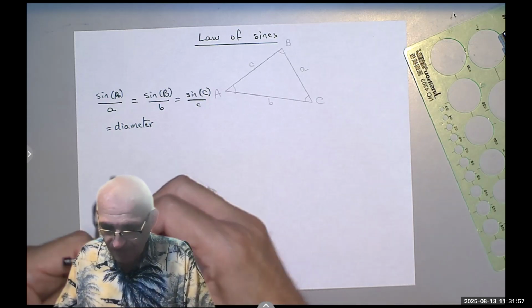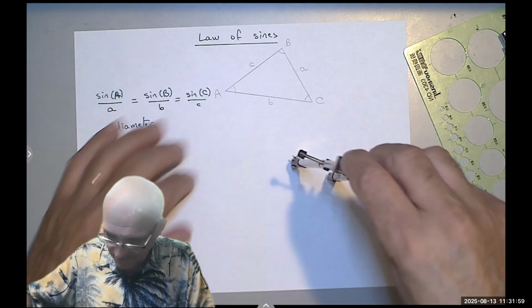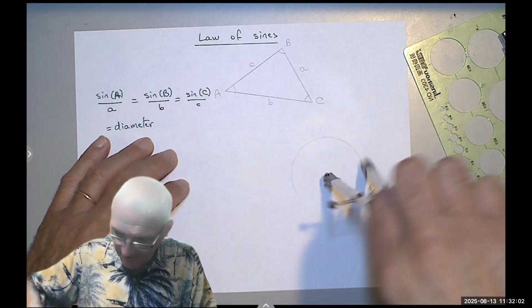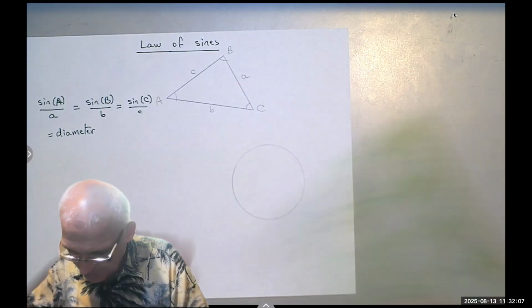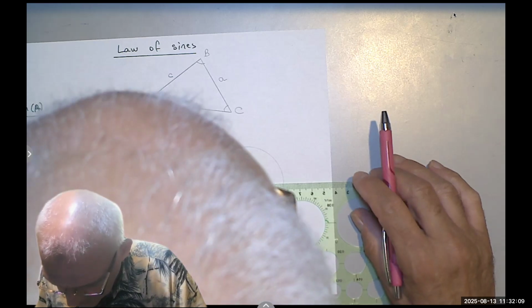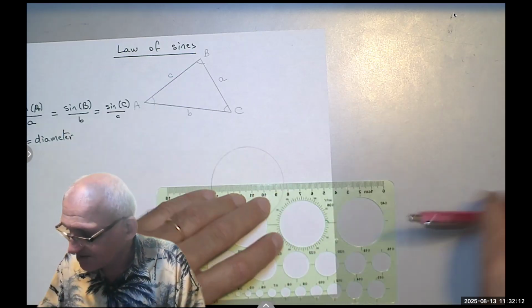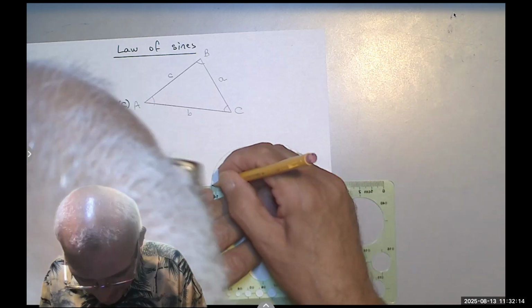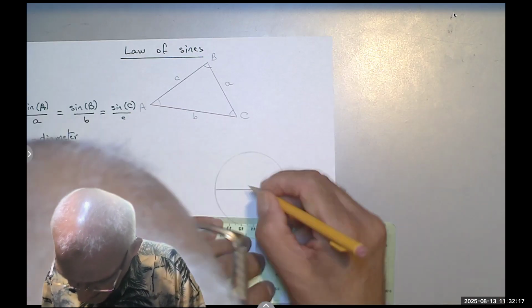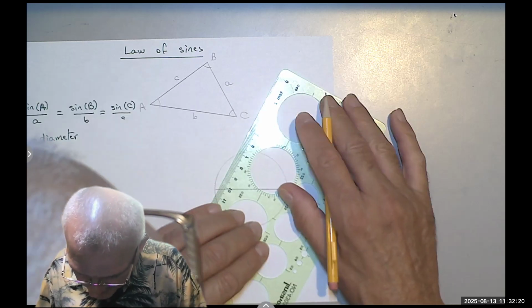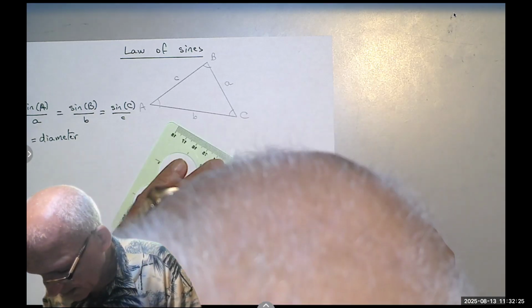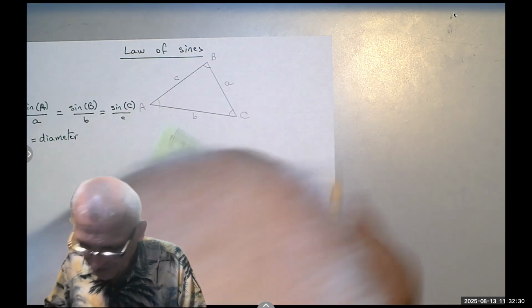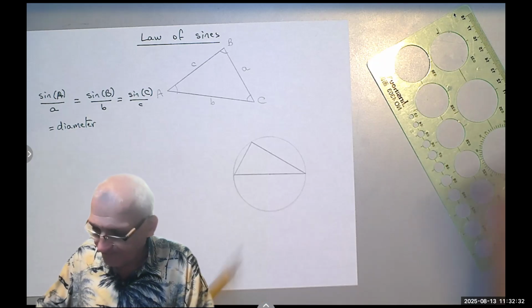So if I draw any circle, and within this circle I draw a triangle, I'm going to make it such that one of the sides is the diameter, and I make any triangle. I don't care about these angles. I'm not here to prove that theorem. It can be proven, but that's not my point here.